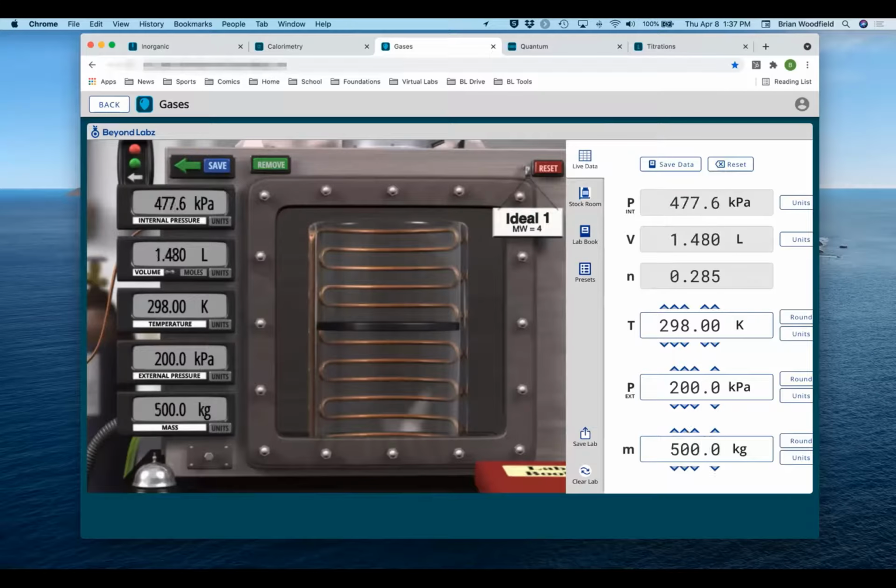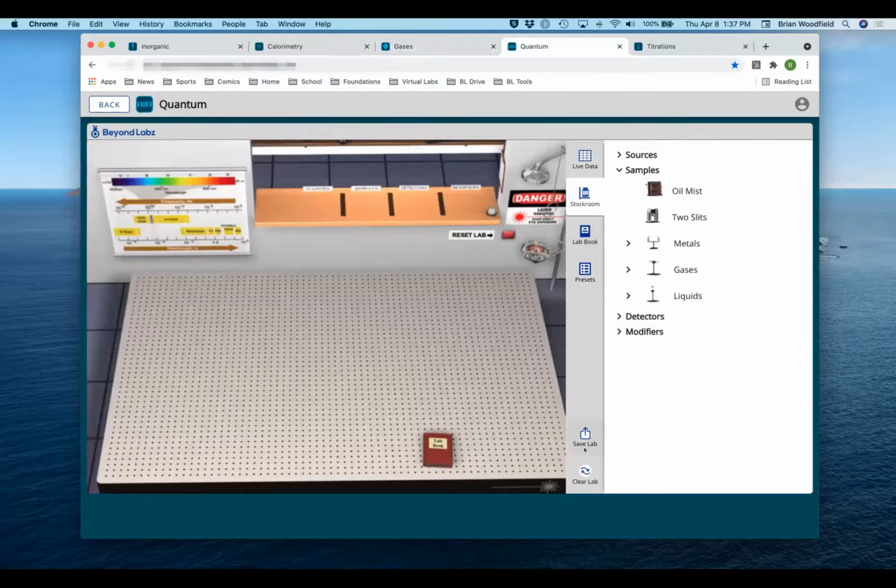500 kilograms and put that weight on and maybe move that to 600 and see what happens. So all of this you can do in gas experiments. So I want to show quantum because we are working on that.